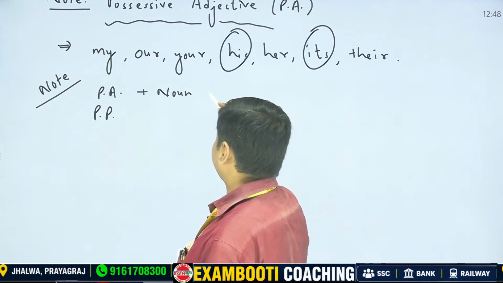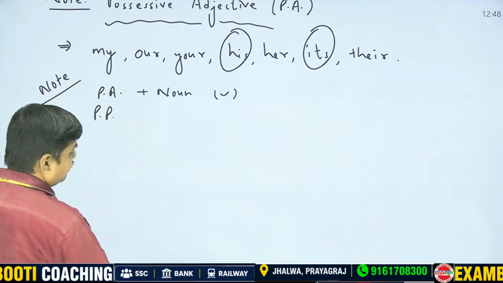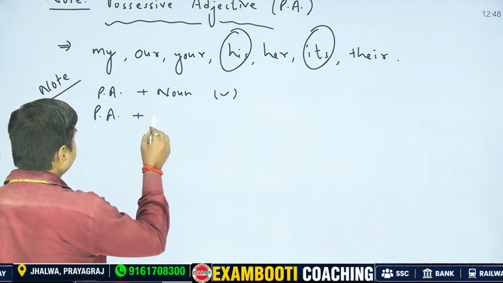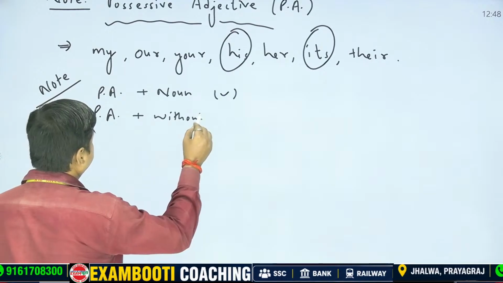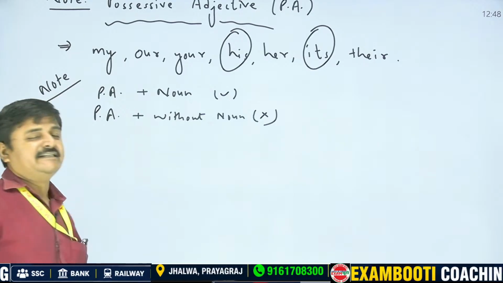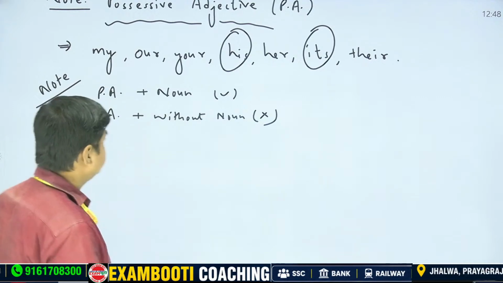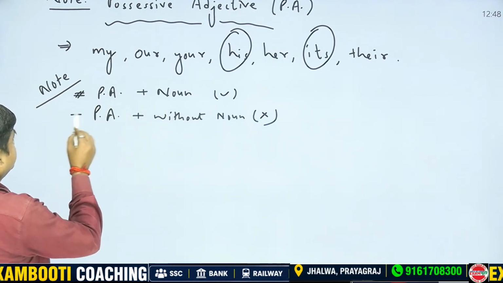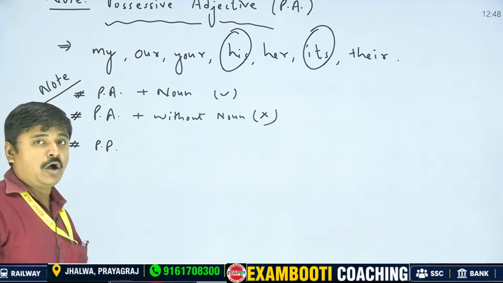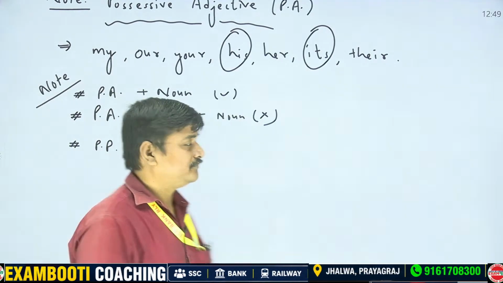If this is the structure, that's okay. If there is a PA without a noun, it means wrong. This is not going to happen in any condition. And if there is PP, it means possessive pronoun. Possessive pronouns do not take a noun with them.